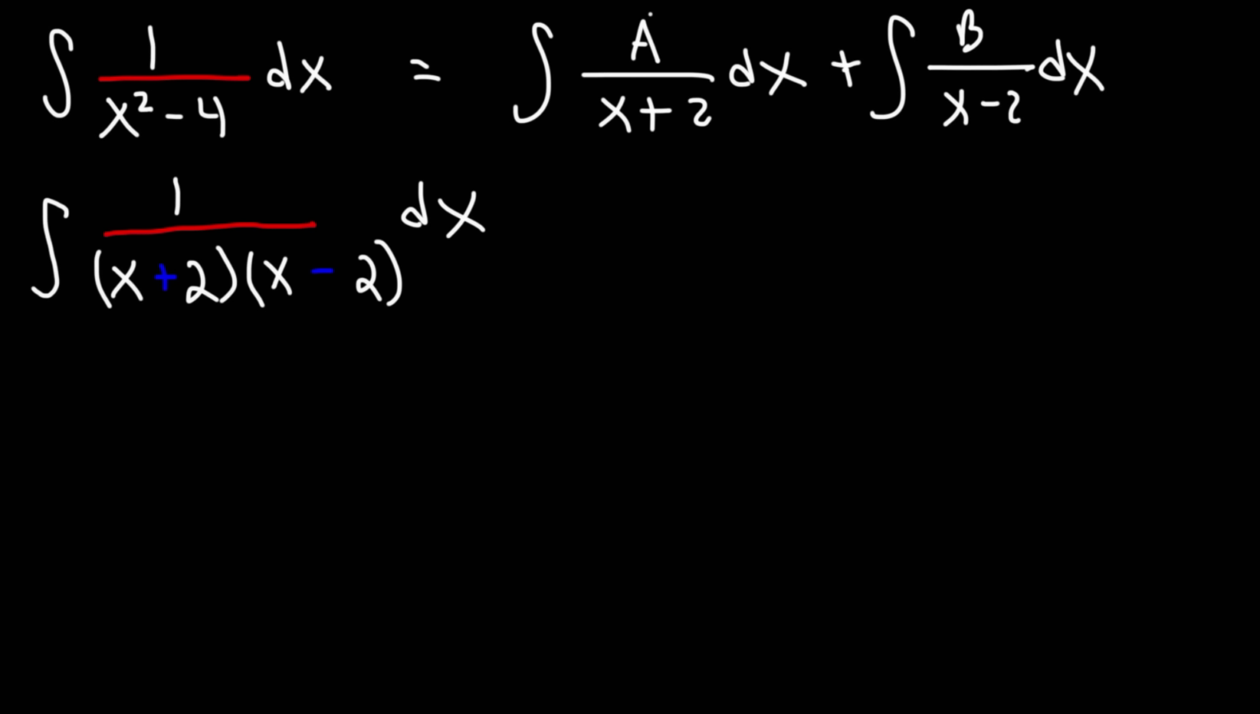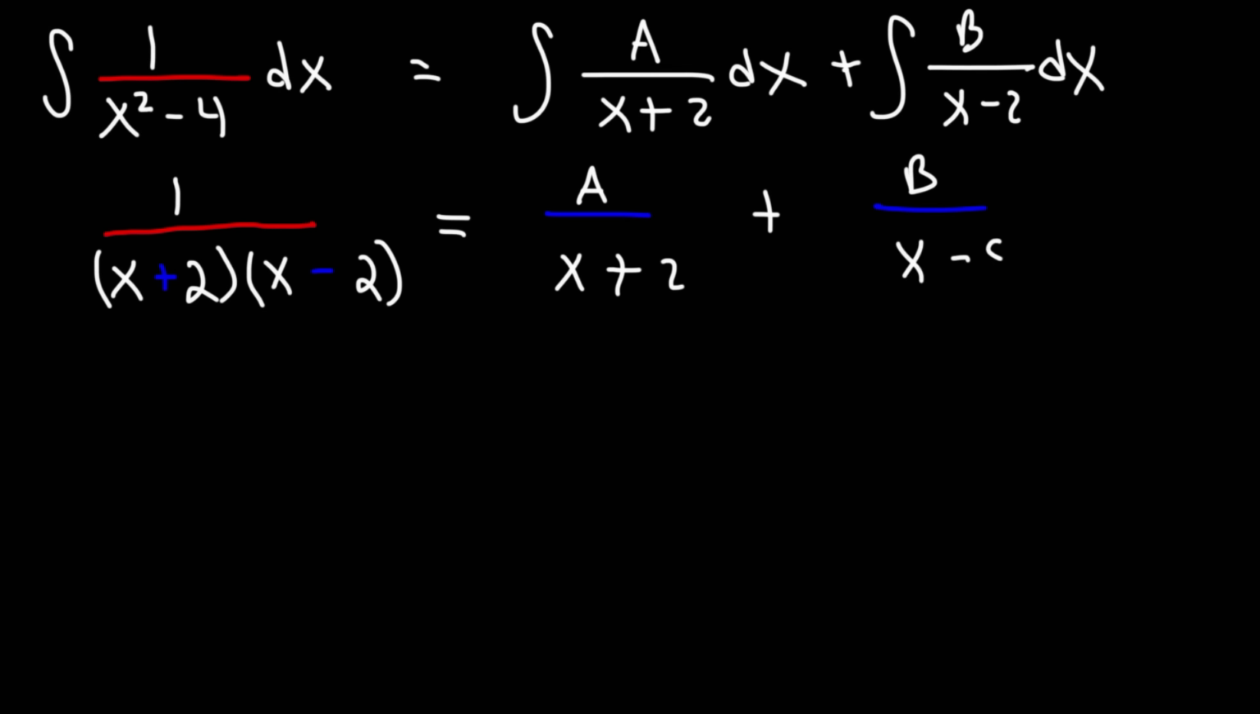So what we need to do here is determine the value of a and b in this problem. So for now, I'm going to get rid of the integral symbol and the dx term. And we're going to set this fraction equal to a over x plus 2 plus b over x minus 2. If we can calculate the value of a and b, then we could use that to find the indefinite integral of those two expressions.